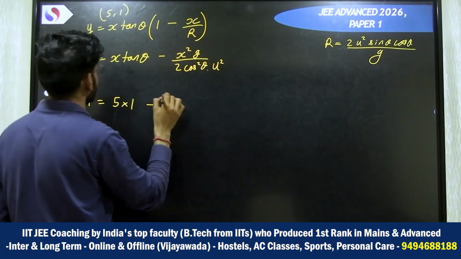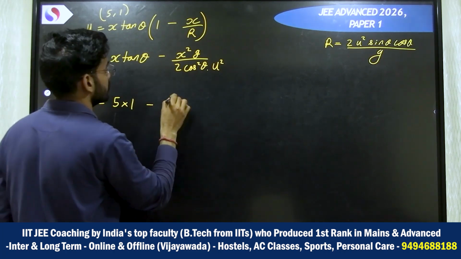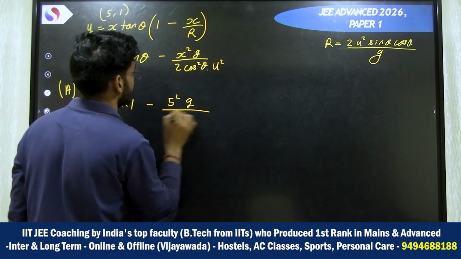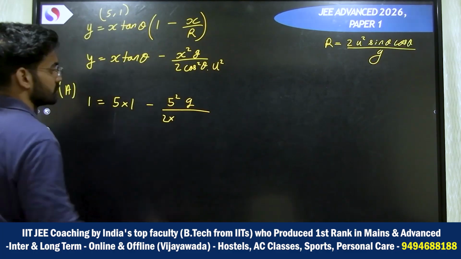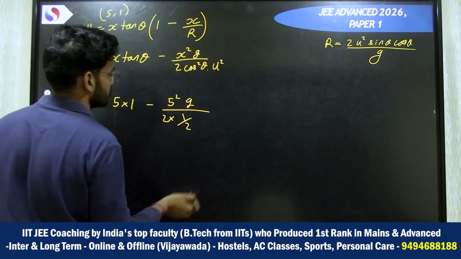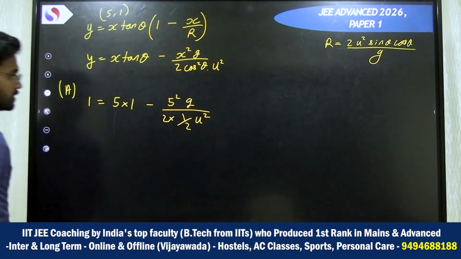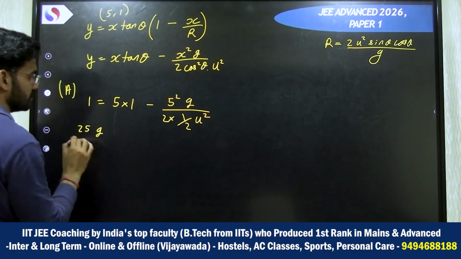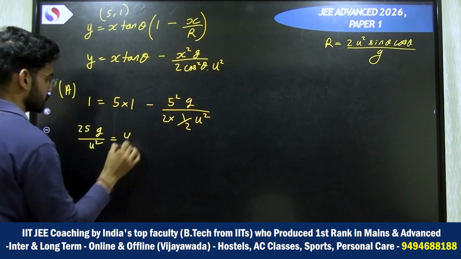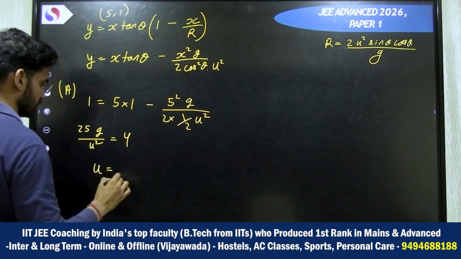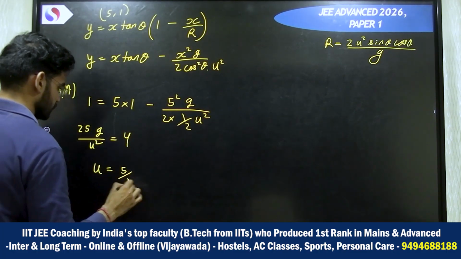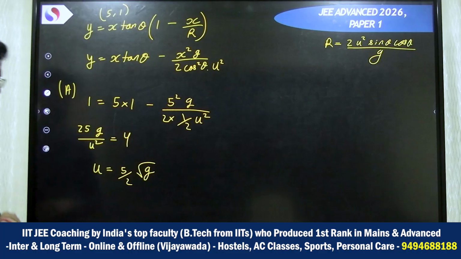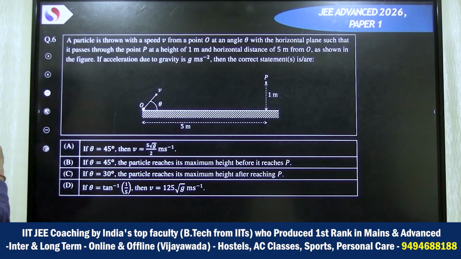So x square, x is given as 5. 5 square into g divided by 2 cos square 45. So that's 1 by root 2, so that's 1 by 2, into u square. So this quantity, this side 5 minus 1, is 4. So this is 25g by u square equals 4. So u is what? 5 by 2 into root g. Okay, is it 5 by 2 root g?